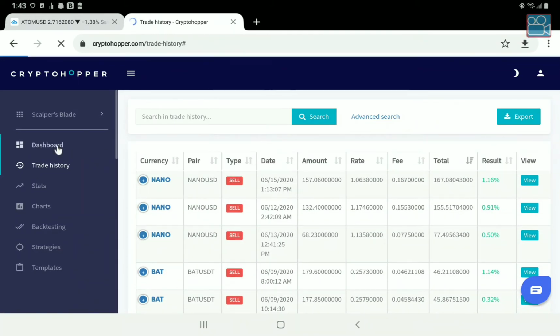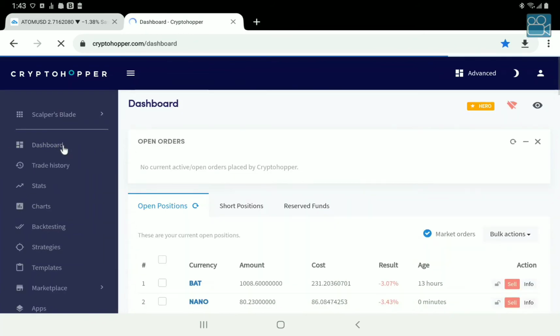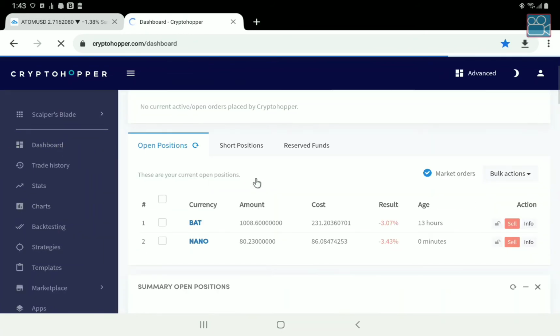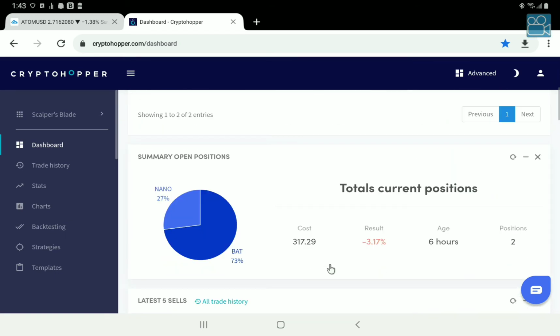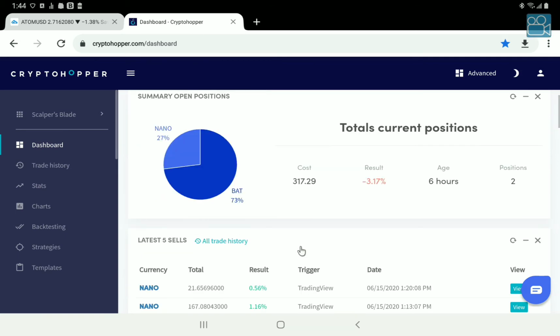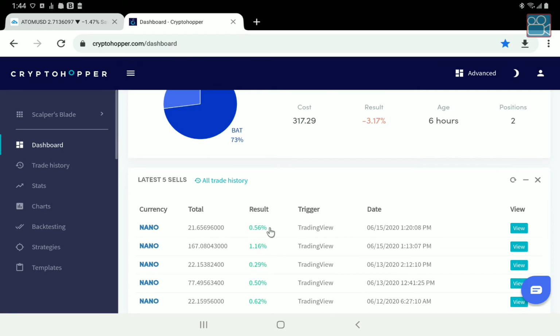Okay, let's go back to the dashboard. Here are my current positions. 231 wrapped up here, 86 wrapped up here. So right now I have 317 real money wrapped up in this. But as you can see, this is really doing pretty good. Slow and steady and consistent.